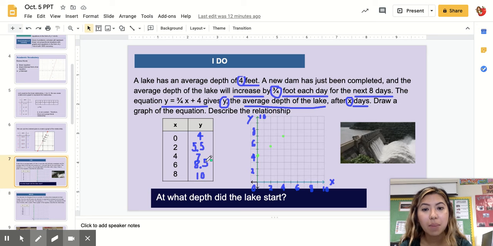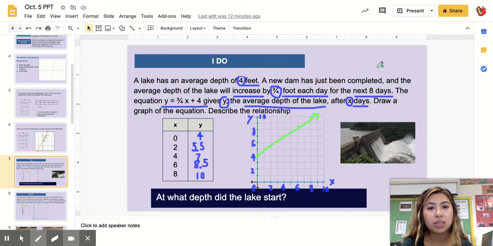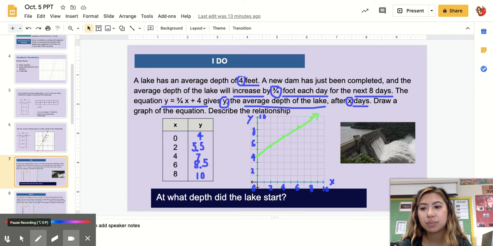And then 6, 8.5. Starting at the origin, moving 6 units to the right, 8.5 units up. So if this is 8, this is 9, then 8.5 is in between. And then our last point is 8, 10. So starting at the origin, moving 8 units to the right, 10 units up. And then I have to draw a line through the points to make my graphed line of the points.